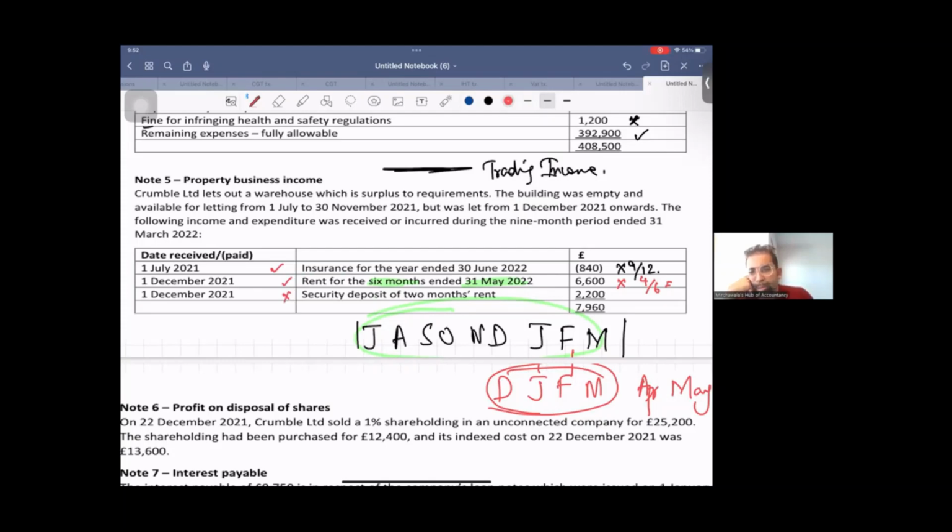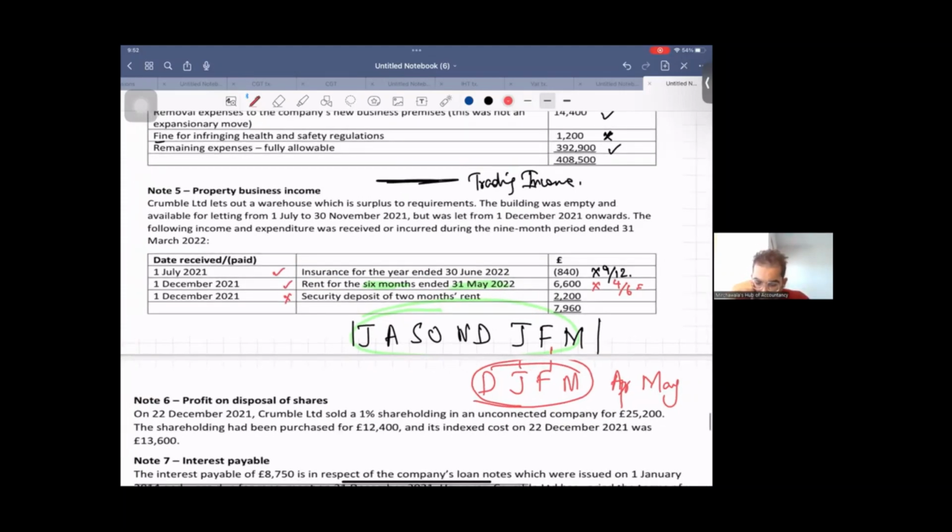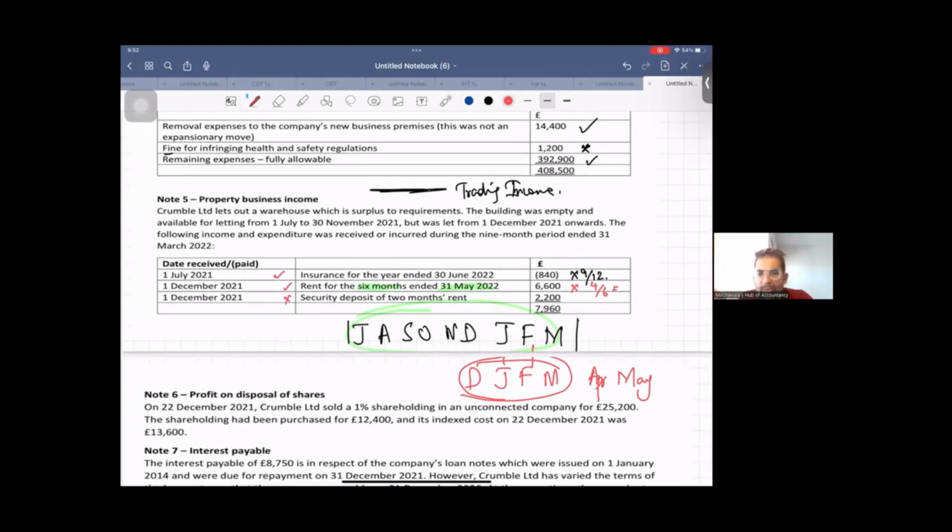I hope you understood the property income part. And you know what will be the property income? 4,400 will be your rent, and I think 630 is your insurance expense. If you take the difference, you will get net property income.